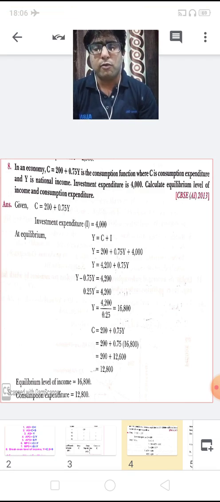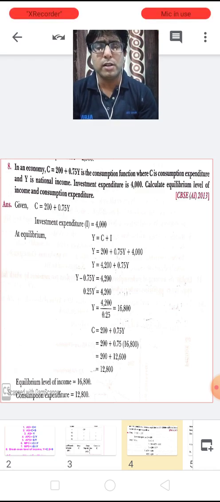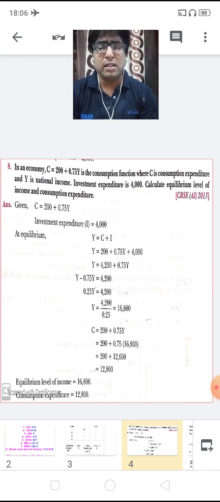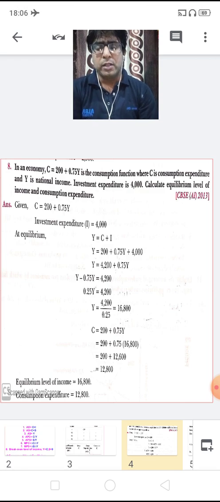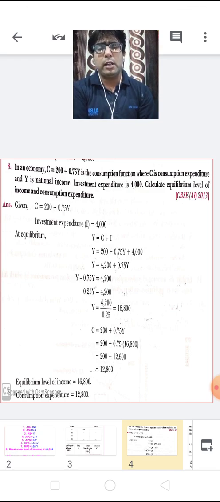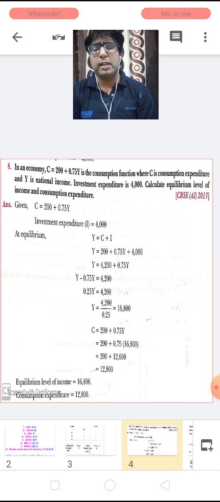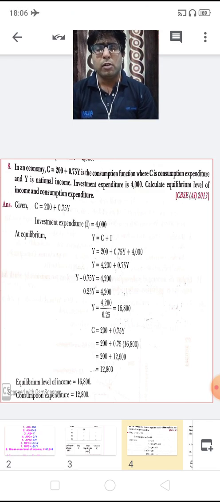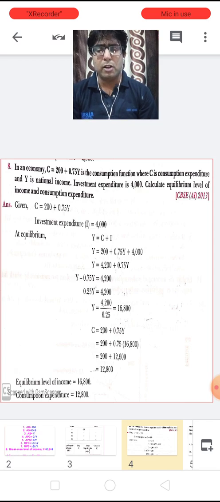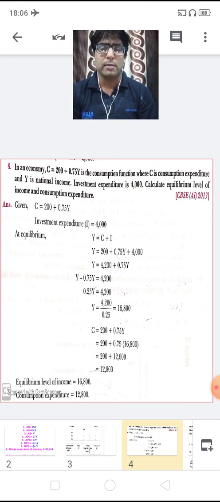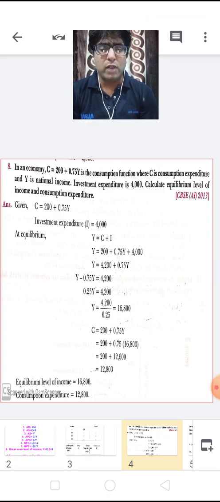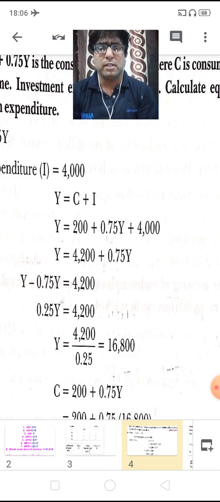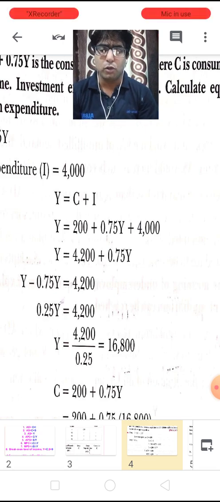So let us write what is given to us. We are given consumption, that is 200 plus 0.75Y, whereas investment expenditure is 4,000, which is denoted with I. So children, we already know that at equilibrium level of income, aggregate demand is equal to aggregate supply, and aggregate demand components are C plus I, whereas aggregate supply is Y. So Y equals C plus I. By putting in the values, Y equals 200 plus 0.75Y plus 4,000.